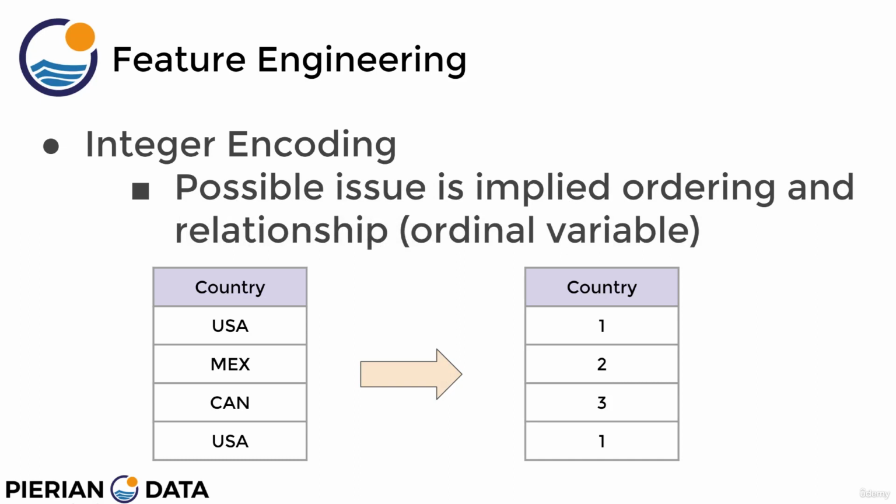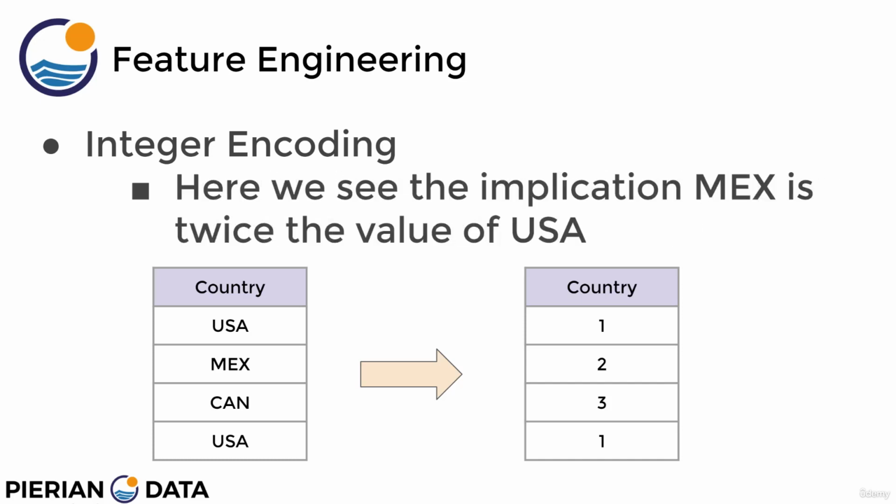Now, a possible issue when it comes to integer encoding is that it's actually implying an ordering and relationship, because the machine learning algorithm is not fully going to understand that in this particular case, the integers are representing categories. It's always going to think of these numbers as being on some sort of linear scale. And the formal word for this is an ordinal variable, where there's actually a relationship or implied ordering between these various factors of countries.